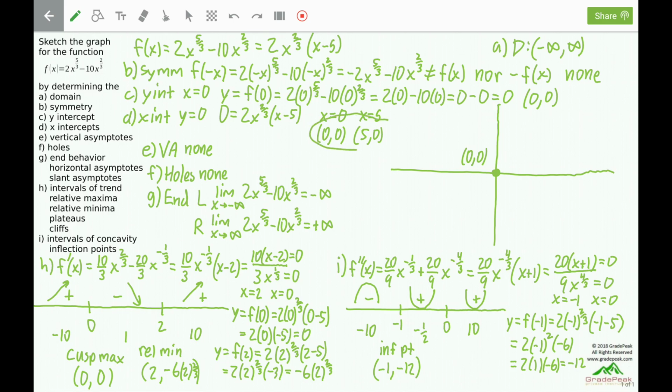We have x-intercepts of the origin as well as 5, 0. If you have a y-intercept of the origin, you always have one of your x-intercepts to also be the origin because it's technically crossing both axes. But we have a second one happening at 5, 0. That's over here somewhere. We can label this one.